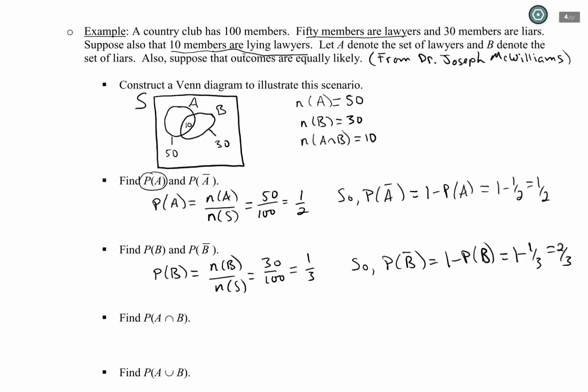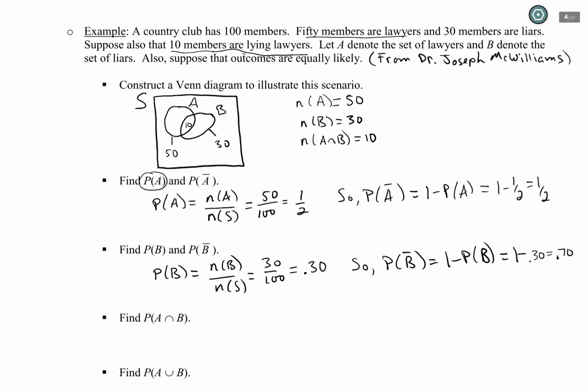I'm sorry, I got my math all wrong here. That is not 1/3. 0.30, we'll write it that way. I could reduce it to 3/10 if I wanted to. Okay, 1 minus 0.3, or 0.70, is the probability of B complement.